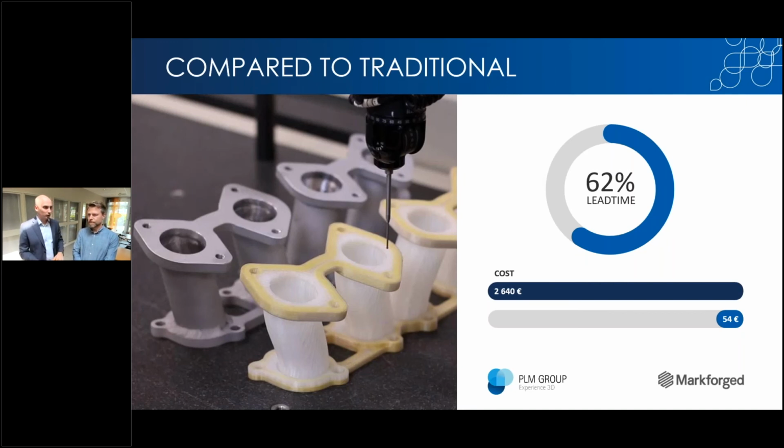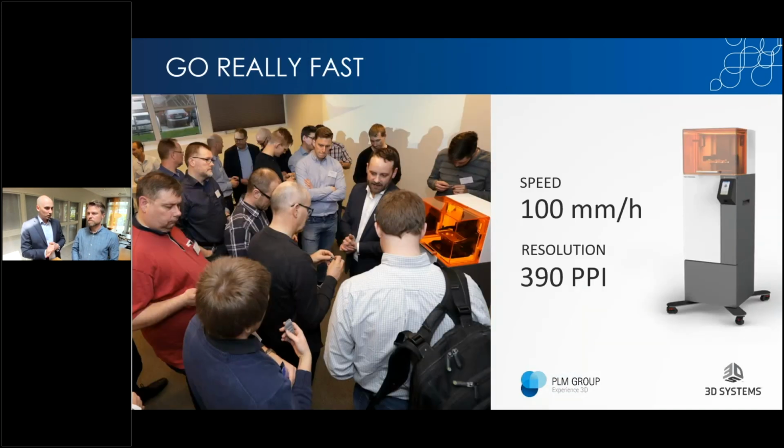Everyone who uses 3D printing for prototyping sees these numbers. Speed is also important, of course. So this is one of the latest machines from 3D Systems called the Figure 4. What's unique about this is the printing speed. It is printed from a liquid, and it can print 100 millimeters per hour. And on top of that, it has a really super high resolution.